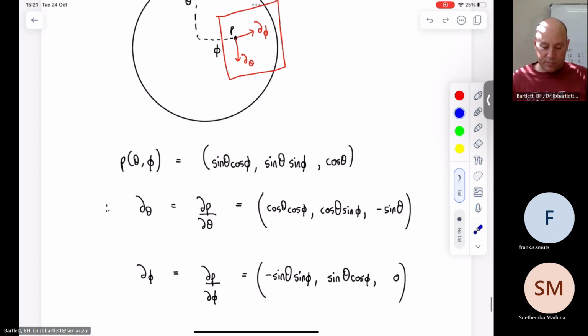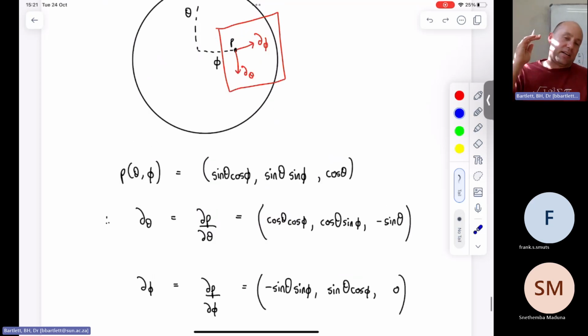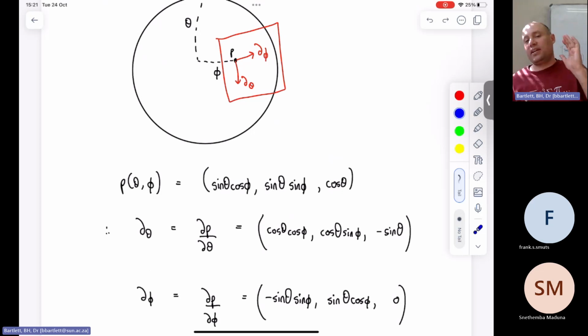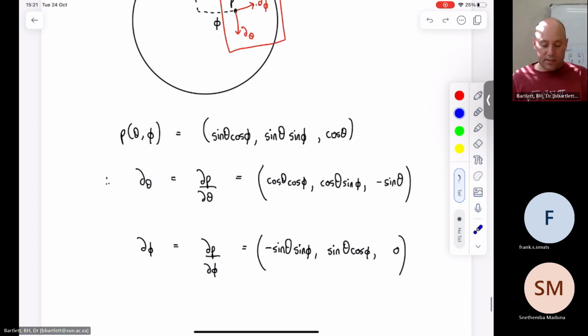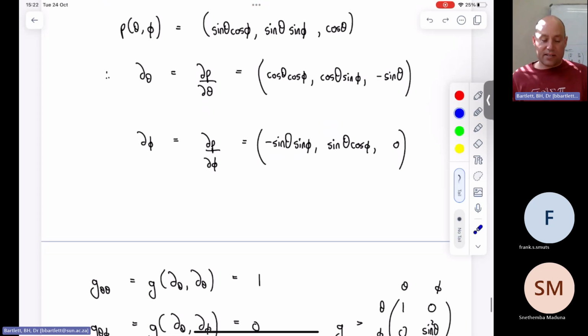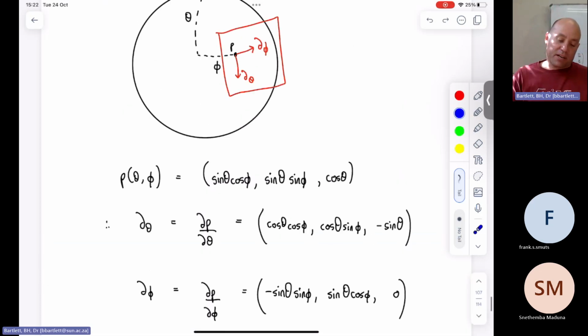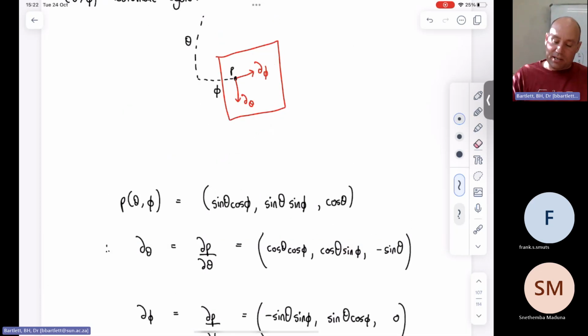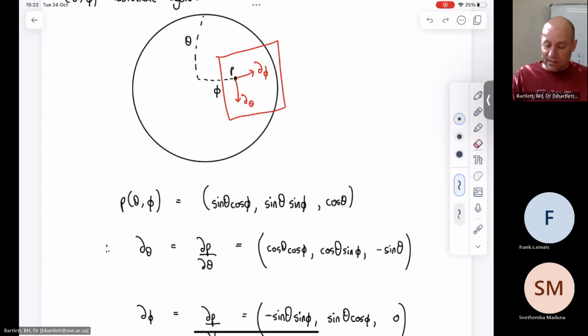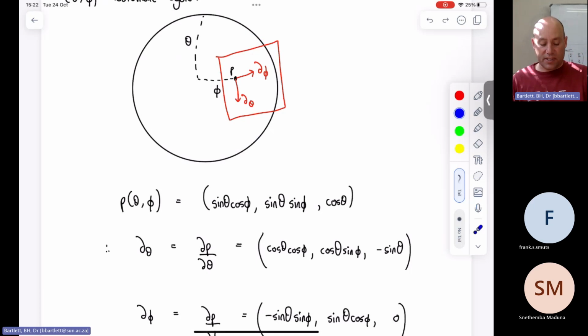Good. Where are we? We're trying to understand the two-sphere as a Kähler manifold. That means I need to understand it as a complex manifold, and I need to understand it as a Riemannian manifold. As a Riemannian manifold, I need to understand the inner product. I know what the inner product is abstractly. It's just the inner product in R3 restricted to each tangent space. But I would like to express it in terms of these theta and phi coordinates.